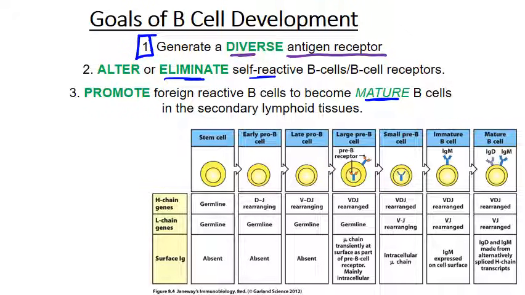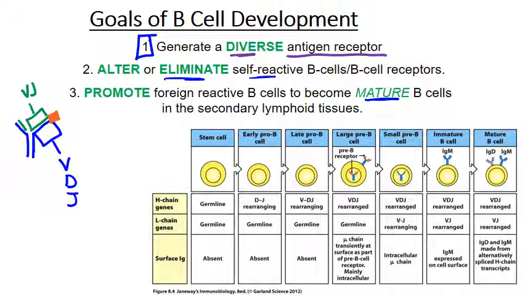diverse antigen receptor. So if we think about what a B cell receptor looks like, we have our heavy chain here, right, in blue. And then we have our light chain here in green, okay? The heavy chain is going to be made up of 3 gene segments: variable, diversity, and joining. The light chain is going to be made of only 2 gene segments: variable and joining. And they're going to come together to form this unique antigen receptor, okay?